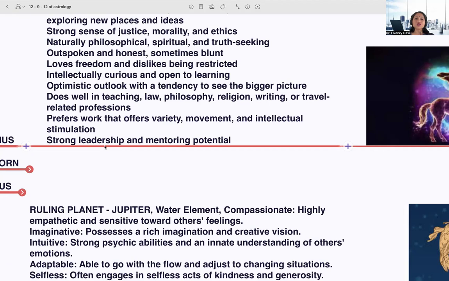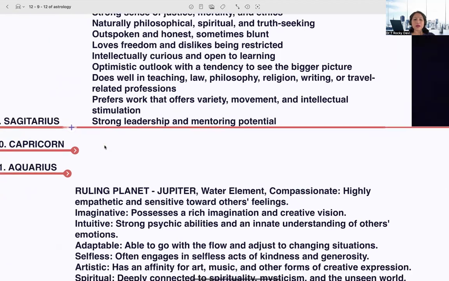They have strong leadership and mentoring potential. A person of a Jupiter linked Rasi, which you call Sagittarius, will often be able to give advice or counseling. They are also able to do that.